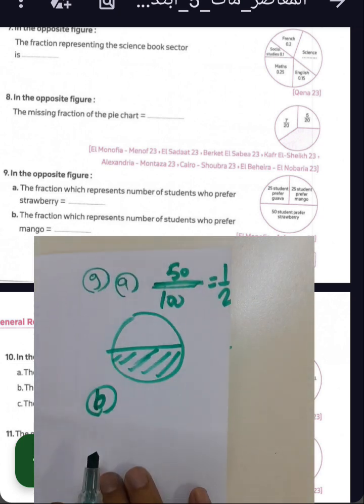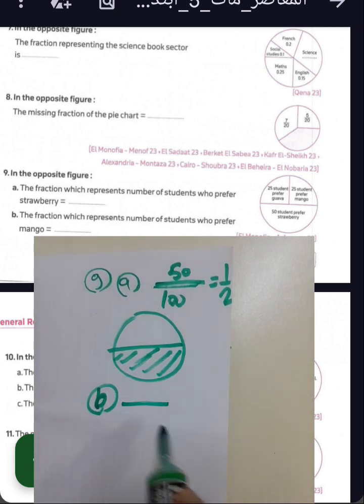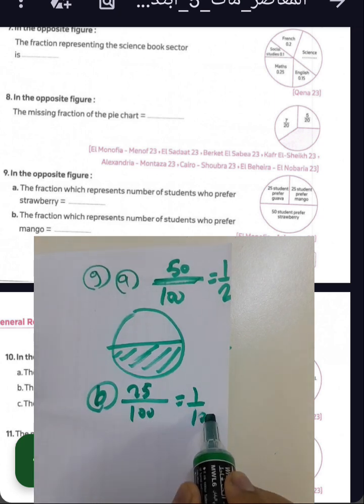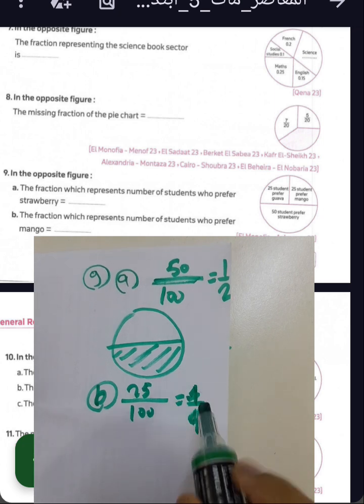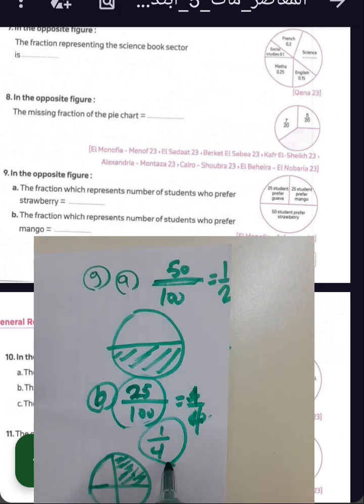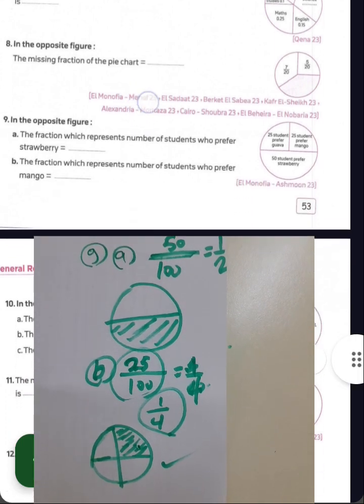Question letter B. The fraction which represents the number of students who prefer mango. We can write here mango, we have 25 over 100. It will be one fourth, 1 over 4, okay? Or you can look at the circle here, he divided it into 4 parts. And the result here will be this part, 1 over 4. Okay, 25 over 100 equals 1 over 4. Or you can look at the circle here and he divided this circle into 4 equal parts, and this part refers to 1 from 4 parts.